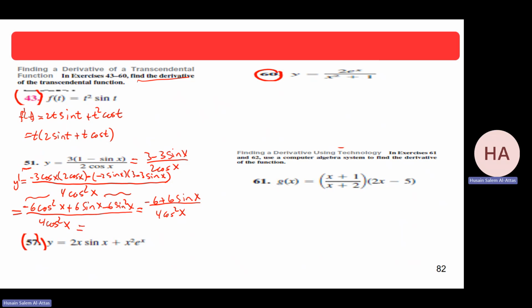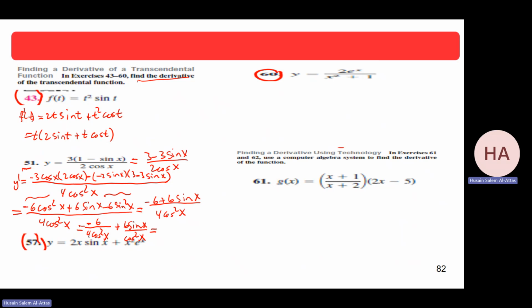Minus 6 over 4 cosine square, which I can write in a suitable way. Let me do it in steps. That is minus 6 over 4 cosine square plus 6 sine x over cosine square x.